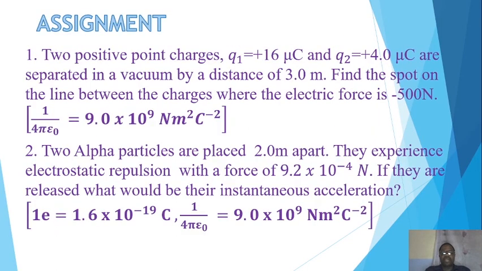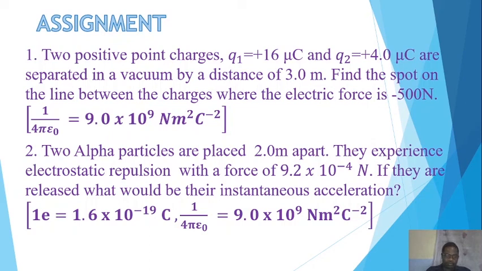So now you look at the assignment. Number one: two positive point charges, Q1 equal to plus 16 microcoulomb and Q2 equal to plus 4 microcoulomb, are separated in a vacuum by a distance of 3.0 meter. Find the spot on the line between the two charges where the electric force is minus 500 Newton. You are given 1 over 4 pi epsilon 0 equal to 9.0 × 10⁹ Newton meter square per coulomb square.